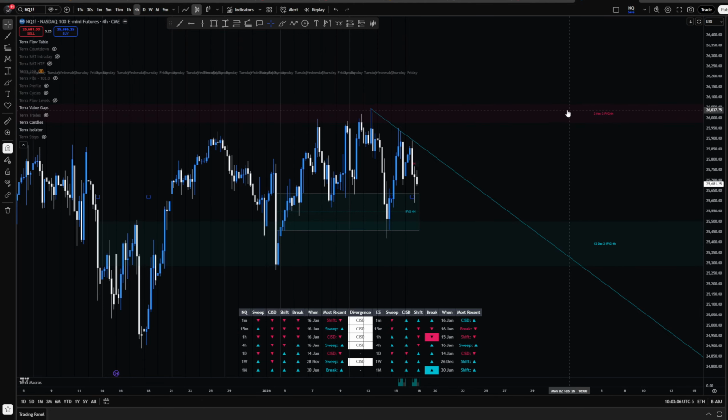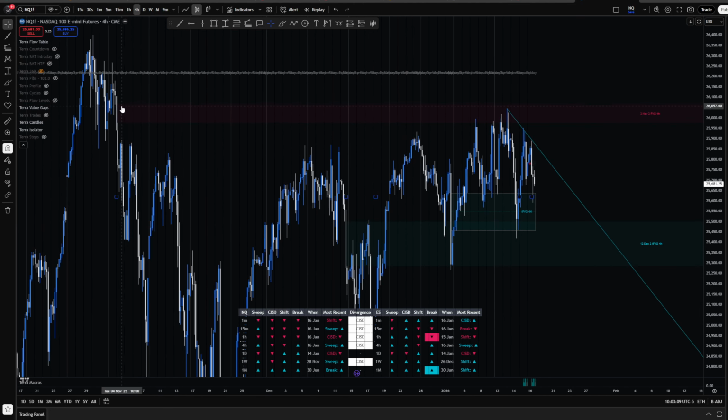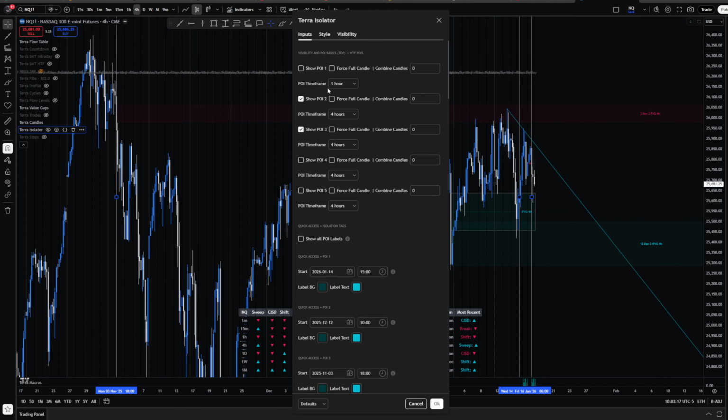This one's been up here since the start of November, and it is a 4 hour bearish FVG, and it's been respected in these last couple of weeks a bunch of times. So it's a key level, and that is what POI stands for. Show point of interest 1, point of interest 2.